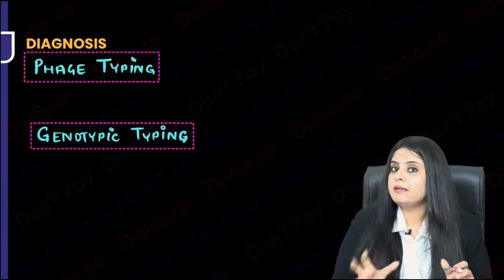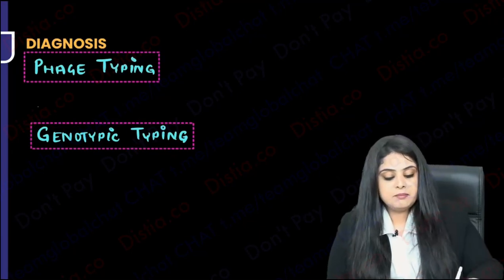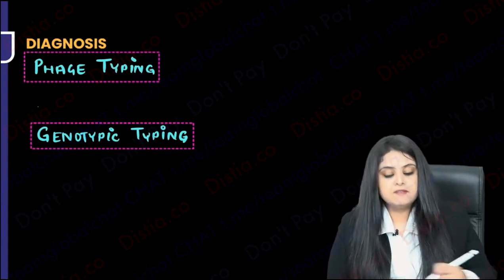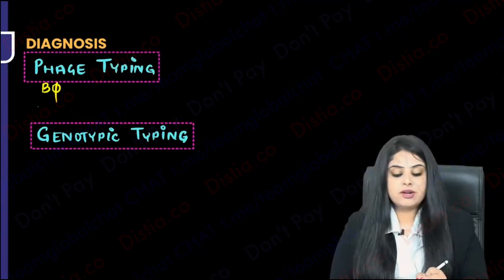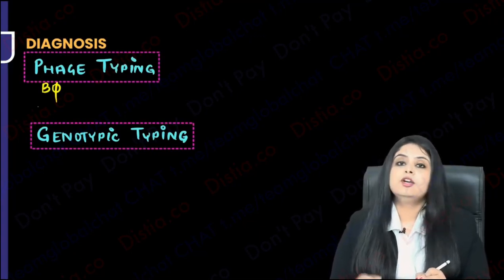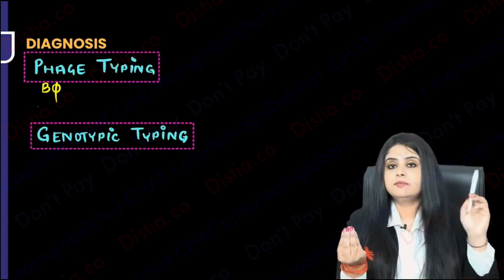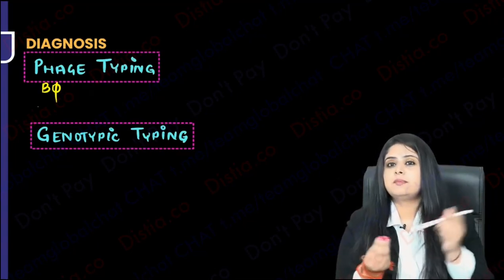Now let's go on to the final diagnosis. There are two types of typing that you do. Abhi tak to culture and biochemical is done. What is the typing? Please note there is something called phage typing and genotypic typing. Phage typing matlab I am going to use bacteriophage. So you don't have to know the details of phage typing. You just have to know that I am trying to find out, this is staph and this is bacteriophage. How can this bacteriophage kill it? Or how is the susceptibility?